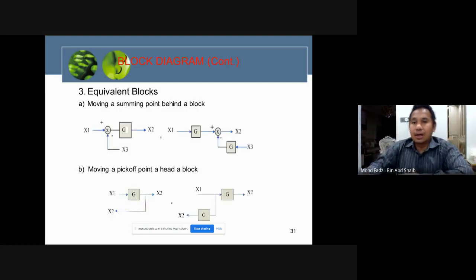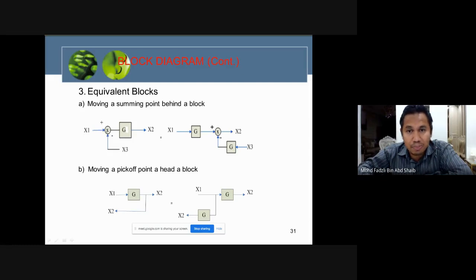Okay. I think this is the most difficult part, equivalent blocks. If you do not understand, we can see several questions. So when I give you several questions, you can relate with this formula. Okay. For part A, we have here X, we have a circle, and we have X.